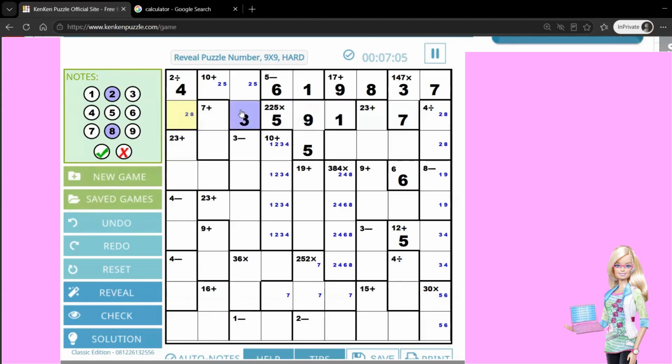1, 2, 3, 4 is missing. 5, 6. Okay. 4 or 6. We can't rule either one out because this could be a 6 and 1. Okay, can we figure out anything else? I don't know about in this column yet.